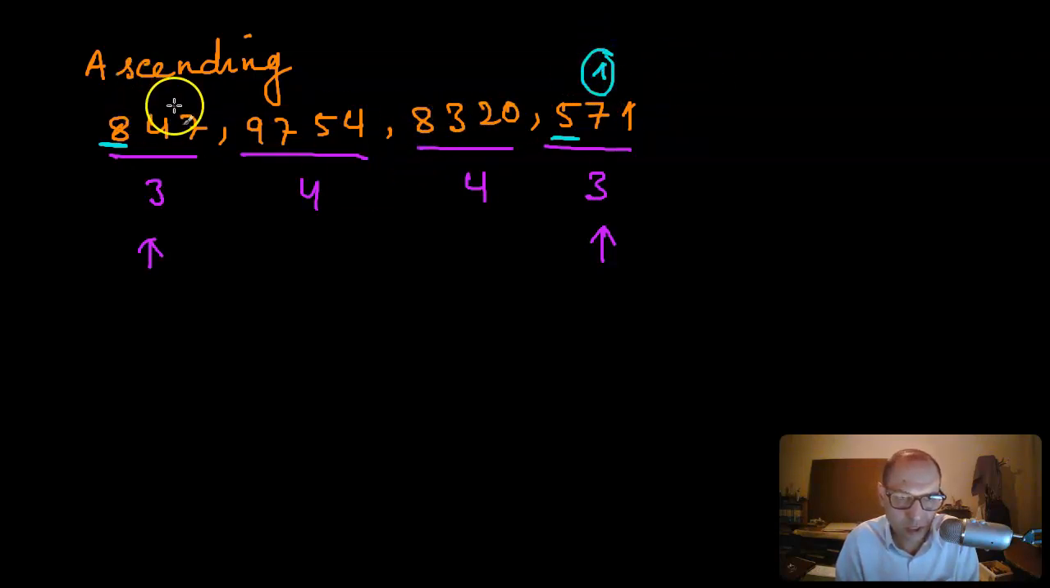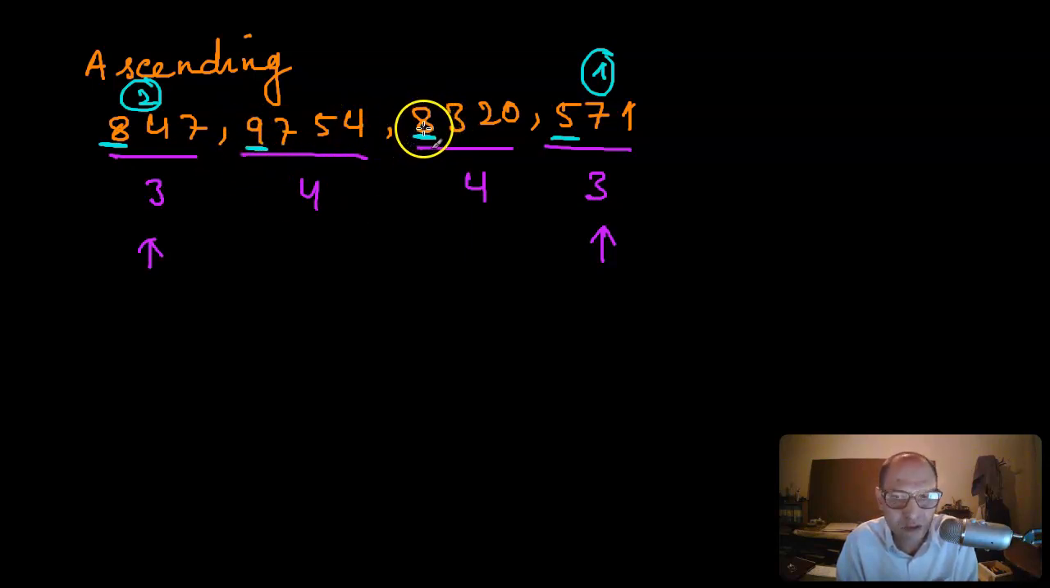And then after that comes this number. Now come these two numbers, so you have to compare these two as well. They have the same number of digits. So then you need to go to the largest place value in the numbers and compare the two digits.